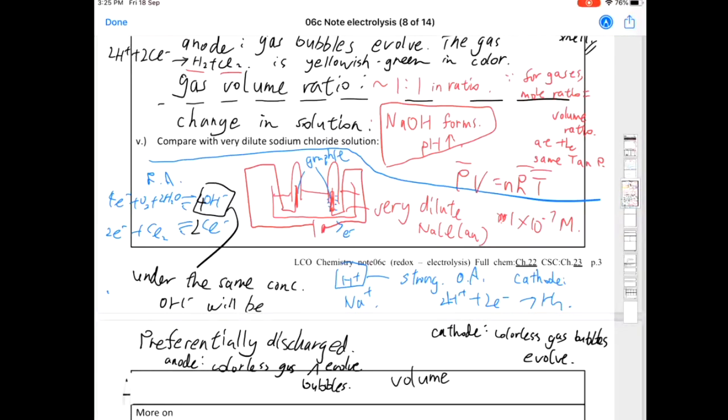And then the other difference is the volume of gas in the two test tubes. What happened this time? Last time it was about 1:1. How can you think of the volume ratio this time?